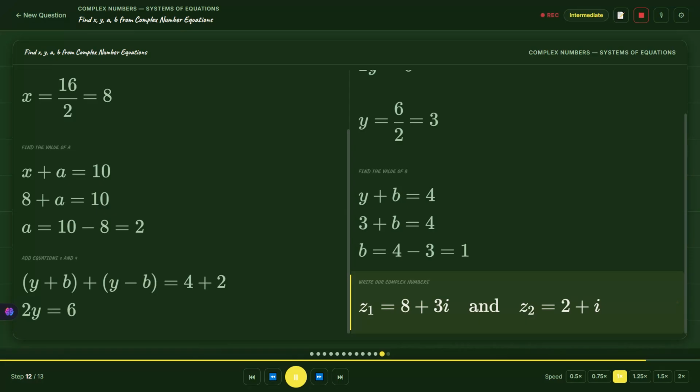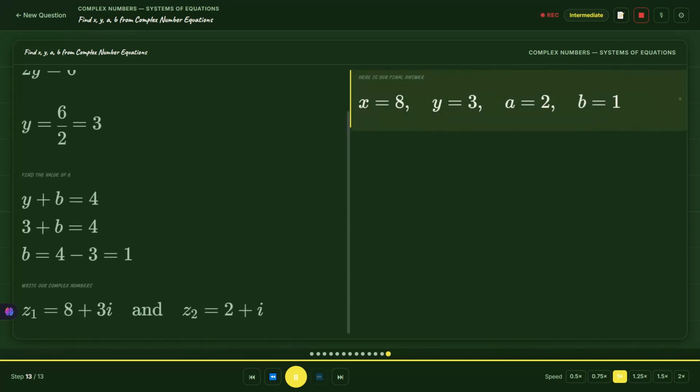Now let's put all our values together. z1 is 8 plus 3i, and z2 is 2 plus i. Beautiful. We did it. The answer is x equals 8, y equals 3, a equals 2, and b equals 1. You did an awesome job.